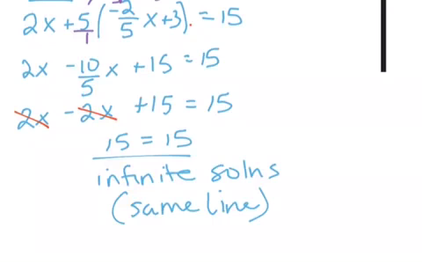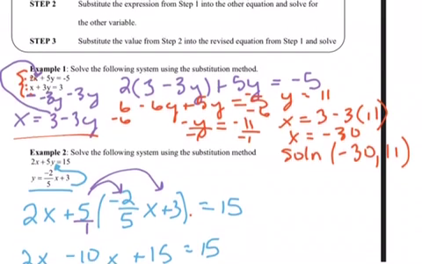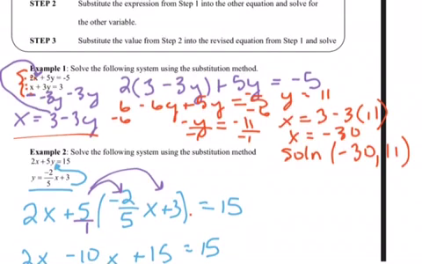Okay, so if you get a true statement, 15 equals 15, 0 equals 0, negative 5 equals negative 5, something along those lines, that means that the two equations are the same, so you have infinite solutions. If you get out something simple like x is negative 30, y is 11, you have one solution, meaning the two lines in the graph cross one time.